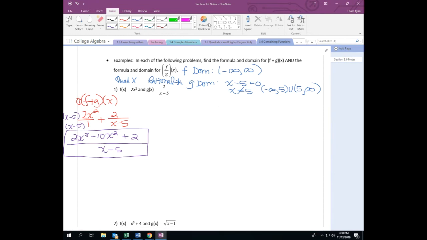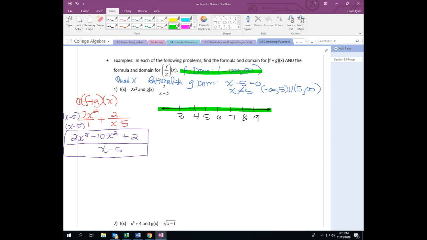Second part gets into finding the domain. So I'm going to draw myself a number line again. Here's my number line. So I'm going to put some stuff on here. Let's do 3, 4, 5, 6, 7, 8, 9. We already said that the f domain is all real numbers. So the whole number line shaded.